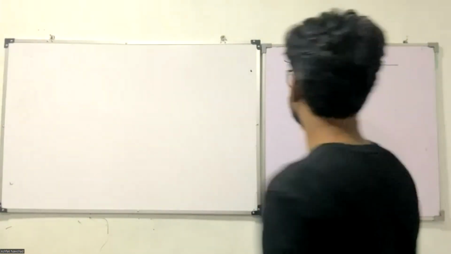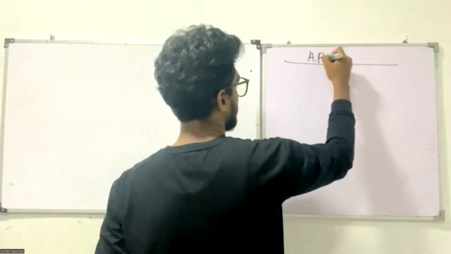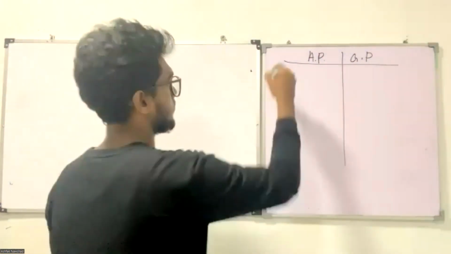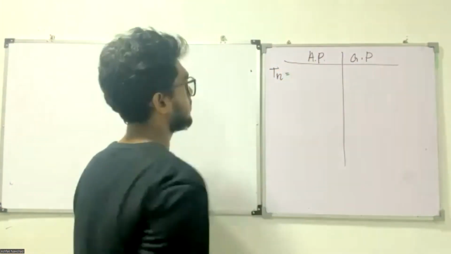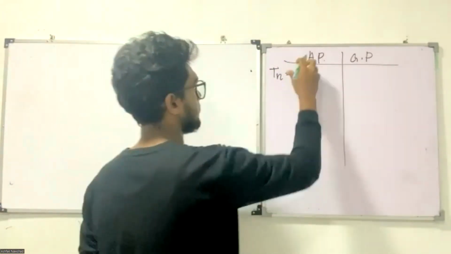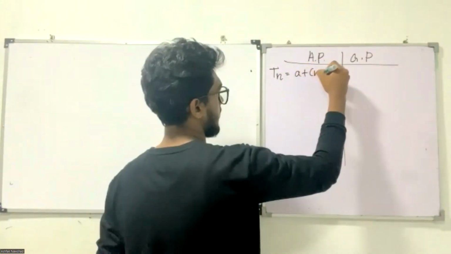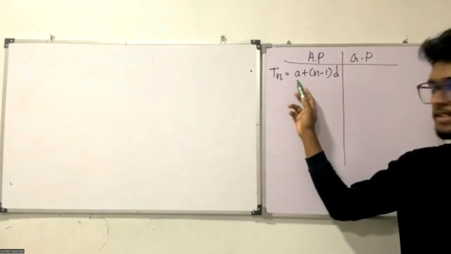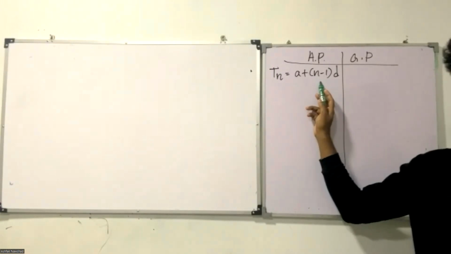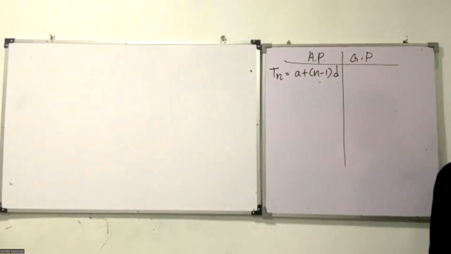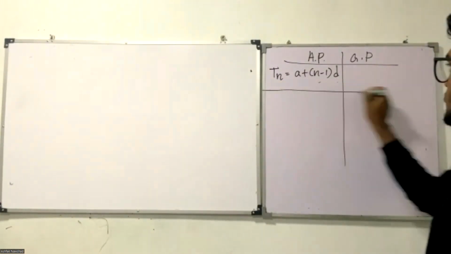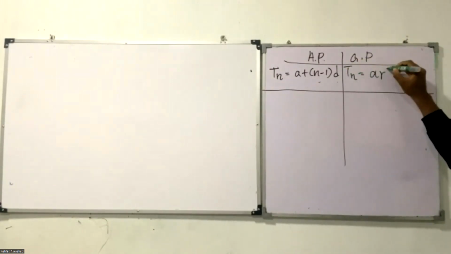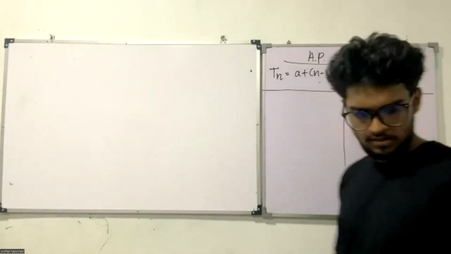Alright. So there are two types of equations, arithmetic and geometric. In arithmetic progressions, the formula for finding an unknown term is Tn equals a plus (n minus 1) d. So a is the first term, n means the number of the term, and d is the common difference. Similarly, there's a formula in geometric progressions, Tn equals a r to the power n minus 1.